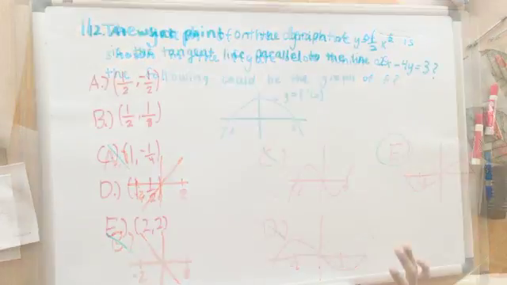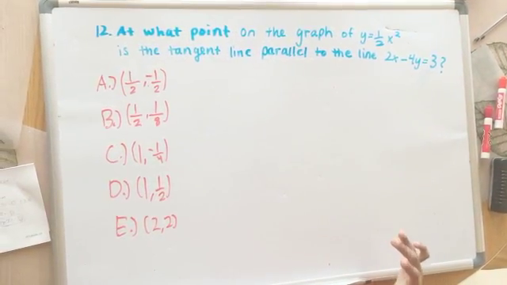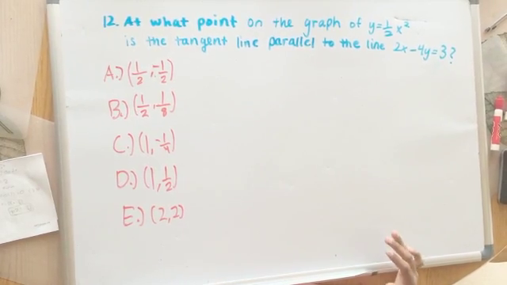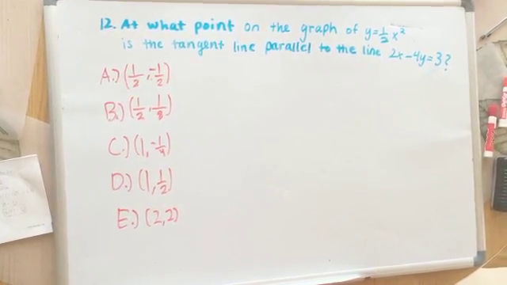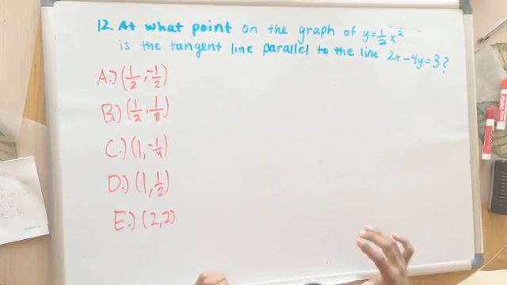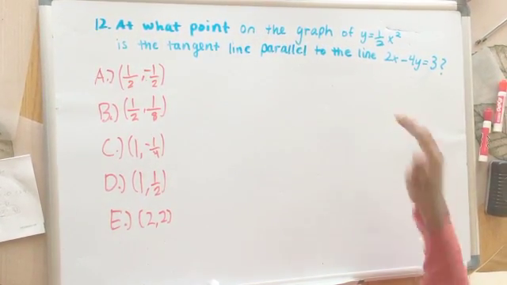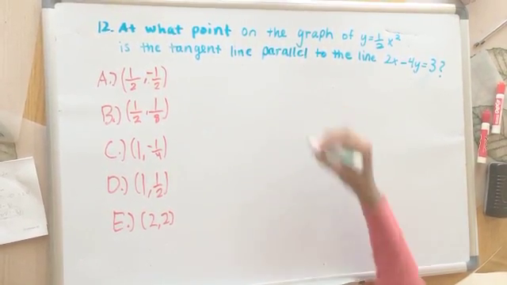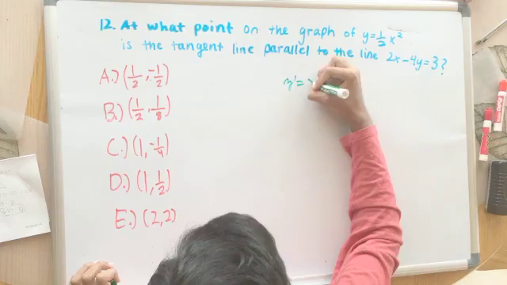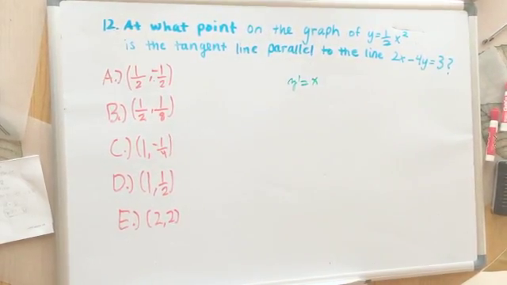The problem today is at what point on the graph of y equals 1/2 x squared is the tangent line parallel to the line 2x minus 4y equals 3. So again, we're looking at a tangent line, which means we need to find the derivative of the original function, which is y equals 1/2 x squared. So the derivative is y prime equals x because of the power rule.